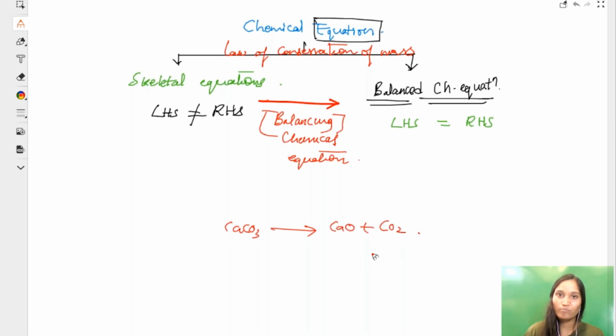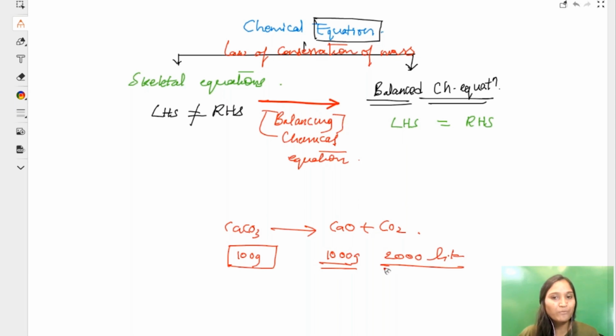Okay? Now, what if this equation is not balanced? You know what it means if an equation is not balanced? It means that if you are using 100 grams of a reactant, you will get some 1000 grams of product and some 2000 liters of carbon dioxide. Out of 100 grams of a starting material, can you get such huge quantities? Can you?